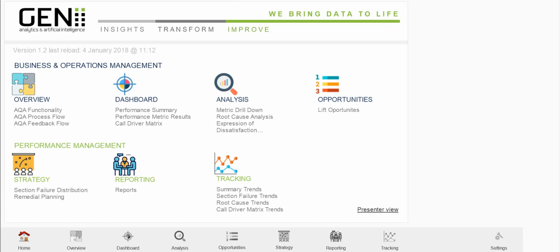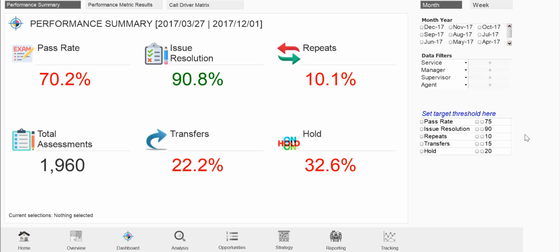A quick view of performance can be seen on the performance summary dashboards. The results seen here are derived from the AQA analysis and are interchangeable for sales and service-related campaigns. Insights can be filtered by month or week and based on the company's hierarchy or structure. Targets can also be set for each performance metric.